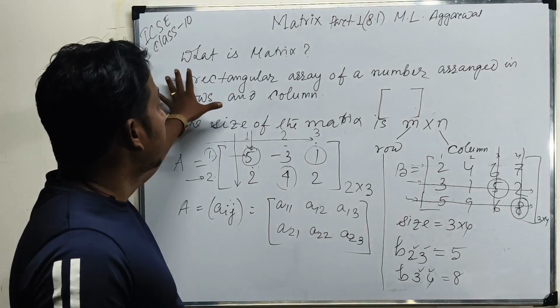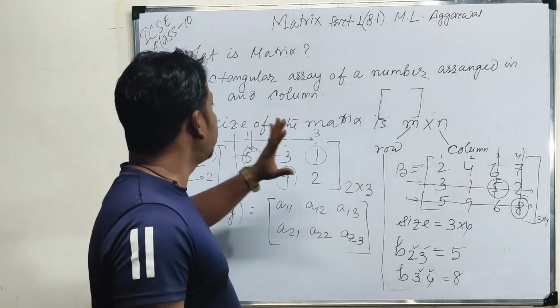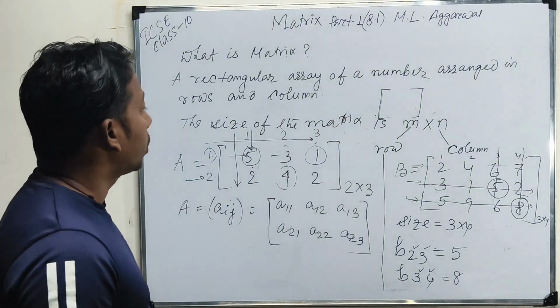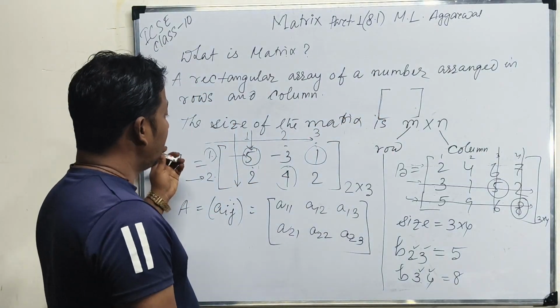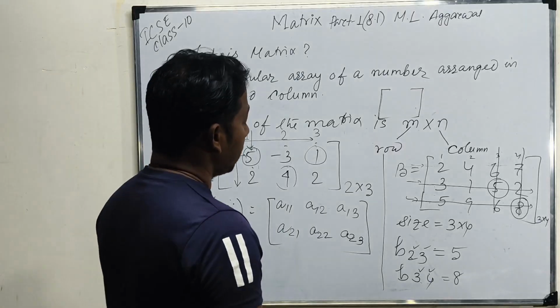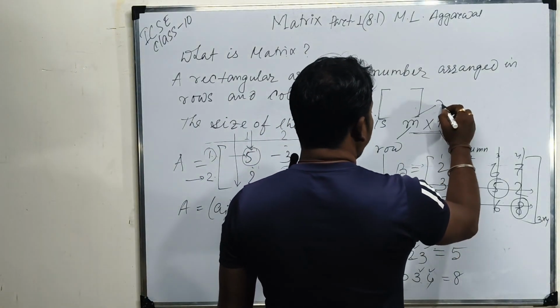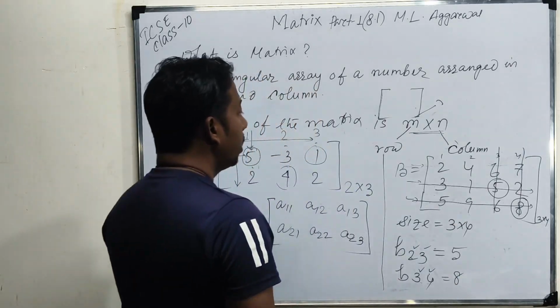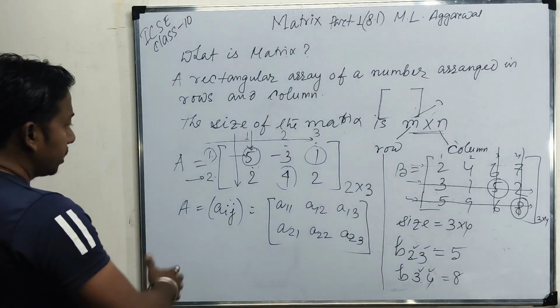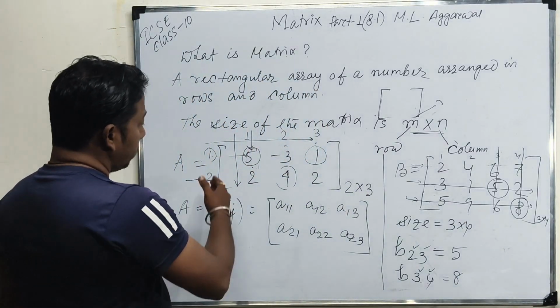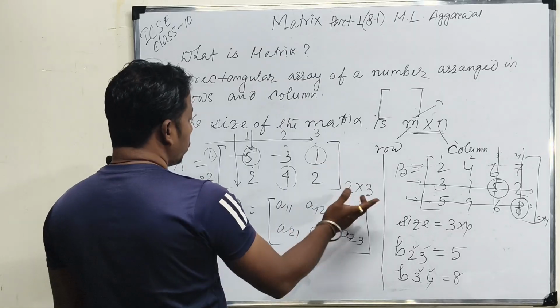So first of all, again I will just discuss what a matrix is. Basically a matrix is nothing but a rectangular array of numbers arranged in rows and columns. How can I find out the size of the matrix? It can be denoted by M cross N, where M is the number of rows and N is the number of columns. Now take an example here.